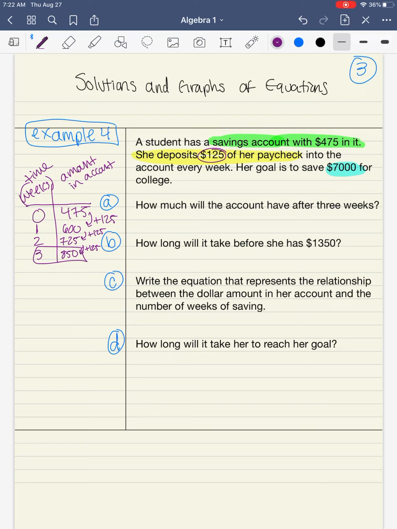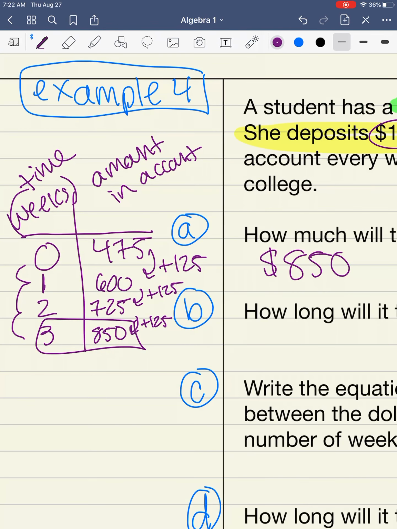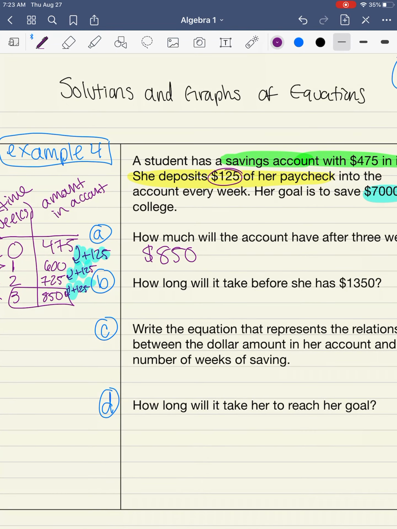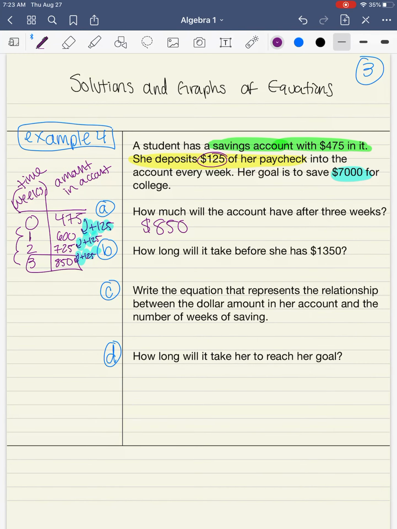So how much would be in the account after 3 weeks? $850. So every week we go up on this input column, we then went up $125 on the output column. So how long will it take before she reaches $1,350 in her account? I want you to pause this video and complete this table and see if you can figure that out.